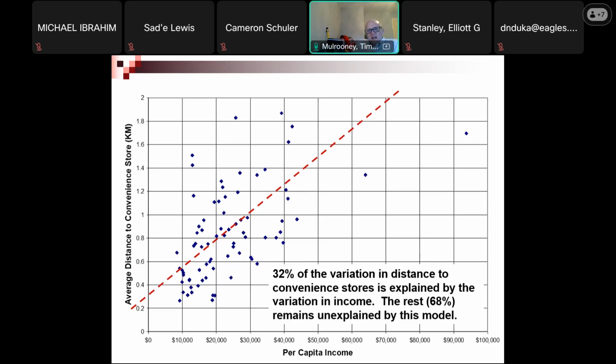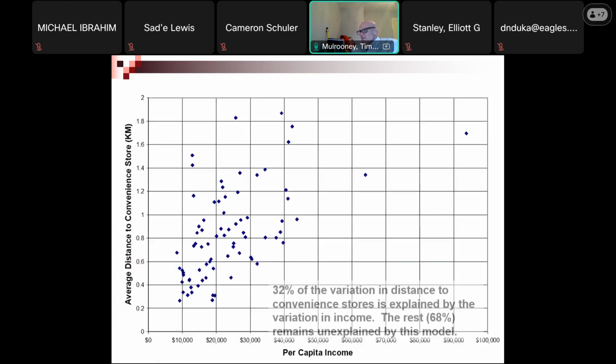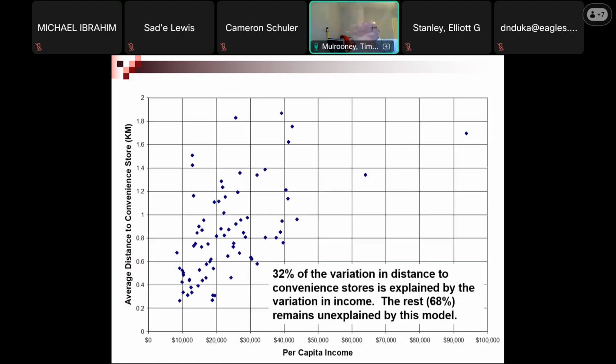When we look at how convenience stores are placed, we can explain almost 32% of it just via per capita income in dollars. That's it. The rest is everything else, because what determines the placement of a convenience store or distance to convenience stores? Tons of things. Zoning. So you can definitely see relationships between here.